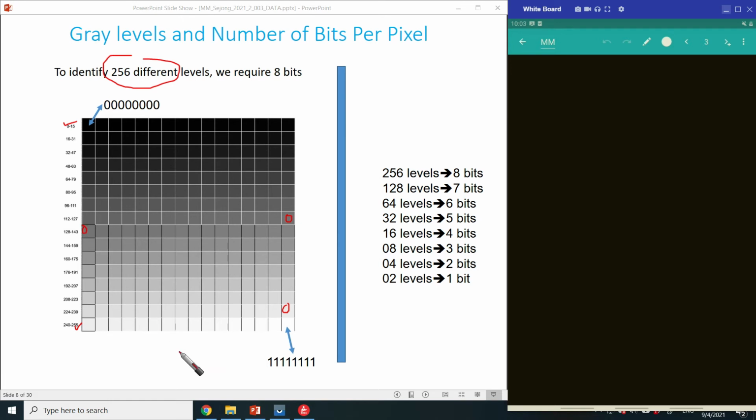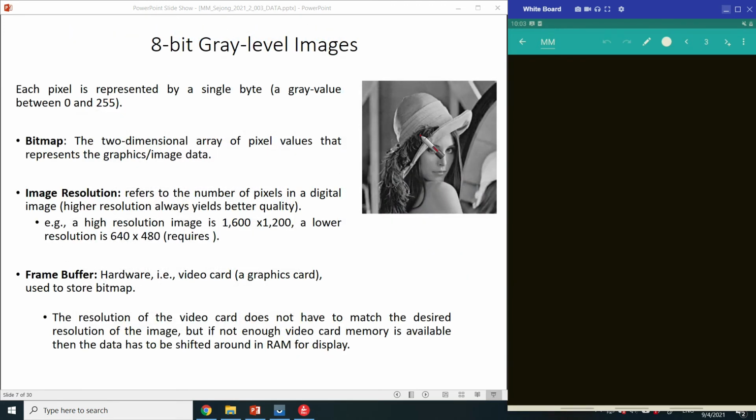In this way, each pixel might take any value from 0 to 255. Now 0 means this one and 255 means this one. Interestingly, if we convert this way, then the Lena image will be our gray level image.